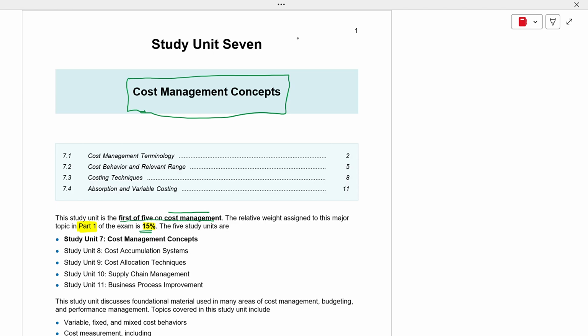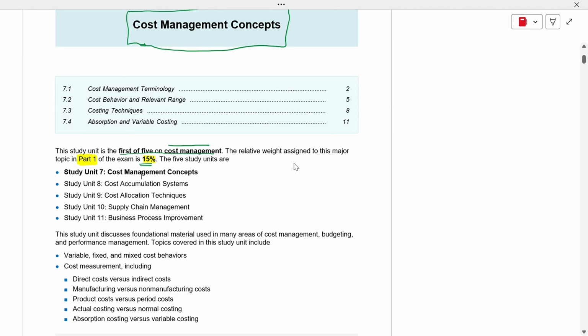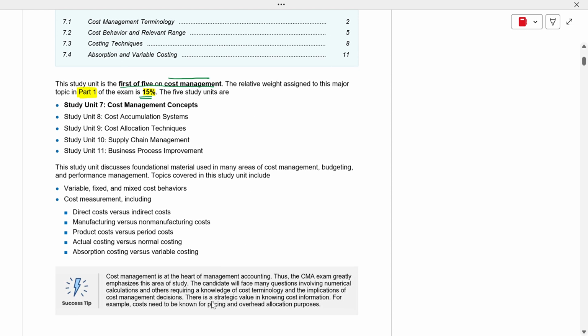Yeah. Okay, you are talking about the cost management concepts. There are 5 different chapters: cost management, cost accumulation, cost allocation, supply chain management, and business process improvement. From this chapter, how many percentage will be there? 15% of marks will be there. Okay, we are going to calculate. We are going to work out basic things.